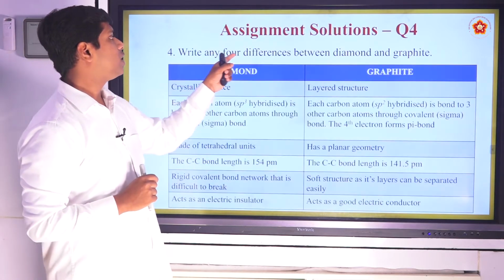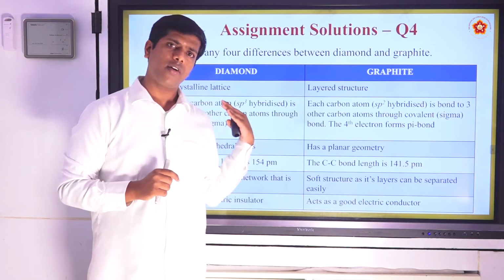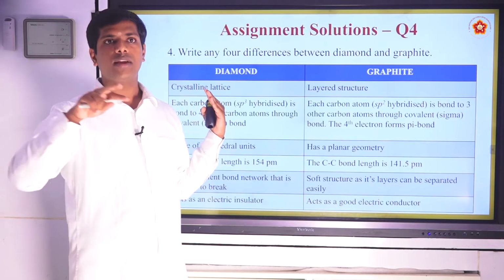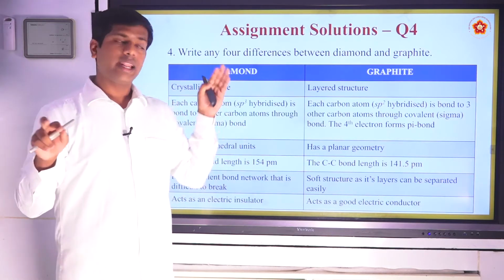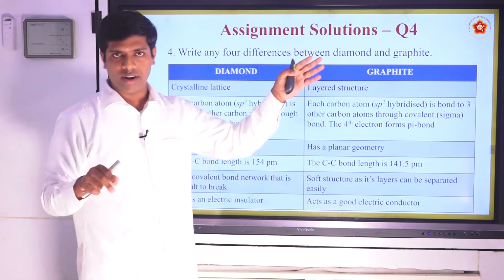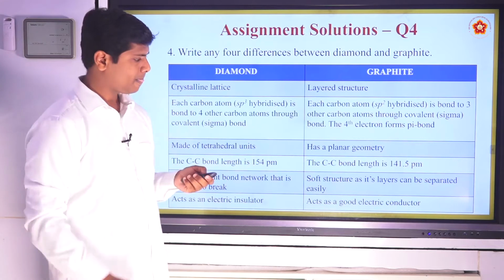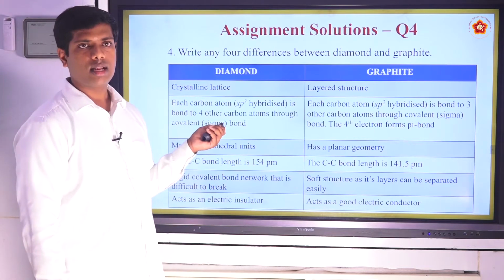Next, write any 4 differences between diamond and graphite. We have already studied that in allotropes there are 2 forms, one is crystalline and another one is amorphous. In crystalline, we have studied diamond and graphite. These are the differences between diamond and graphite. Please look at this slide.